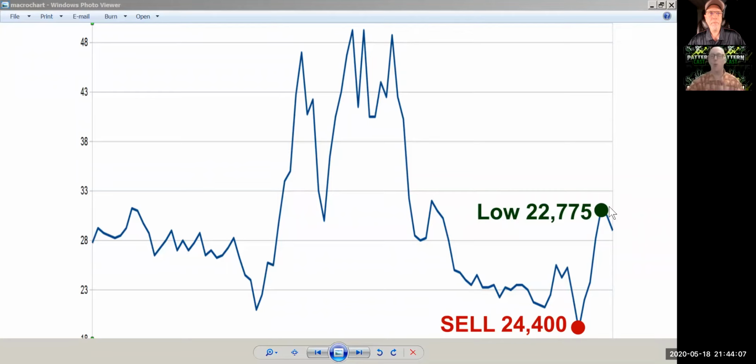And this week was a great example of that. We got that wonderful sell signal at 24.4, and then it wasn't until you got that high of 31, I think that was 31.25, where that green dot is. And that was what we'll call, quote, the bottom. I don't know if it's the bottom for all time.